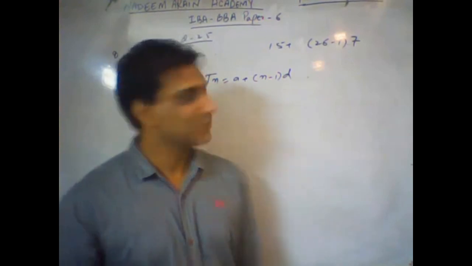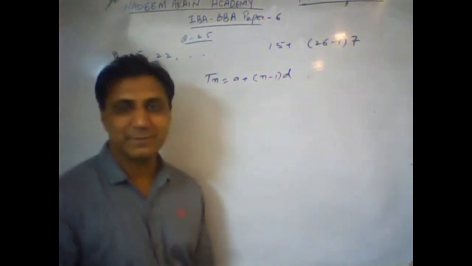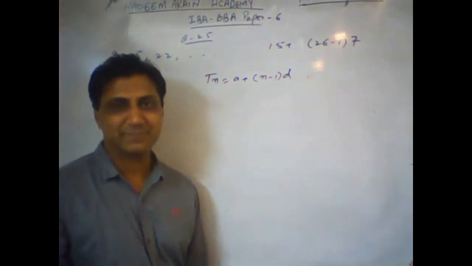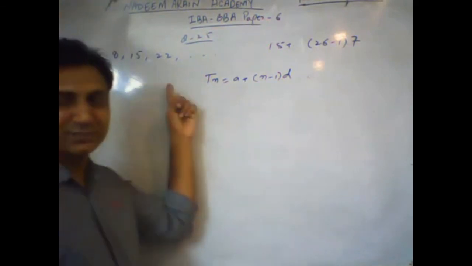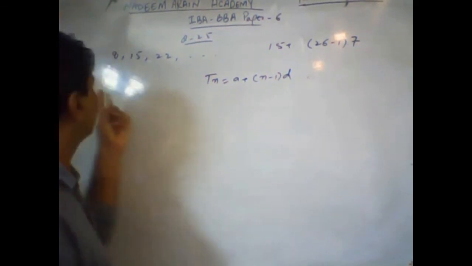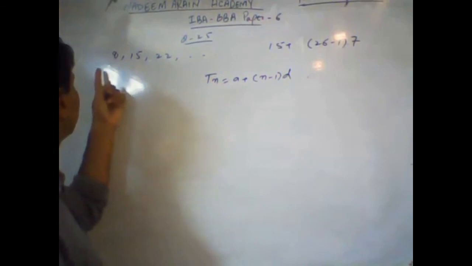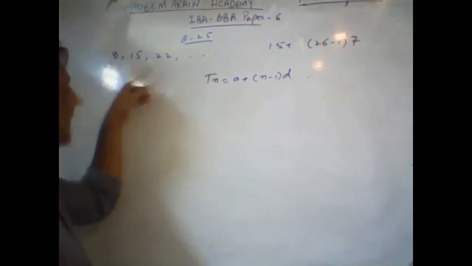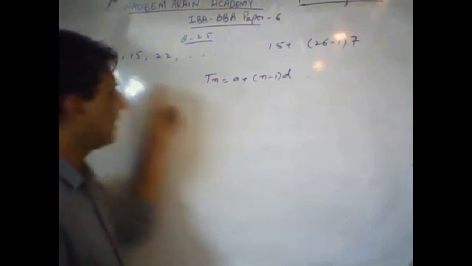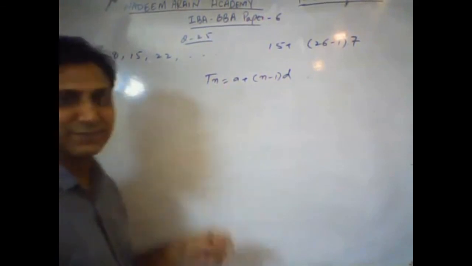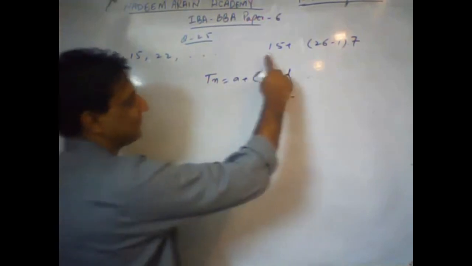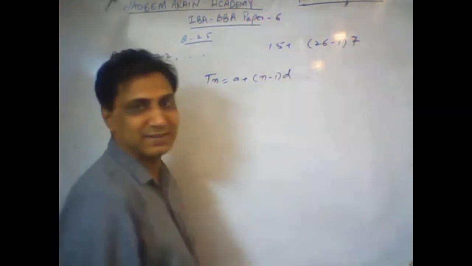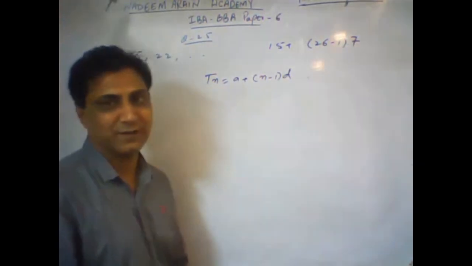Hello students, this is question number 25 from paper 6 of the IBA website. Alright, the question says this is an arithmetic sequence in which 7 is added in each next term. Okay, 8 plus 7 is 15, 15 plus 7 is 22 and so on. Alright, so it says 15 plus (26 minus 1) times 7 is like which term number is this?